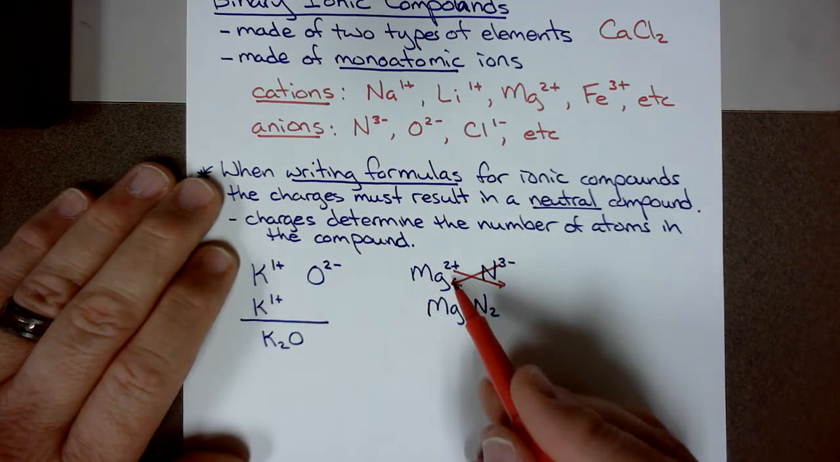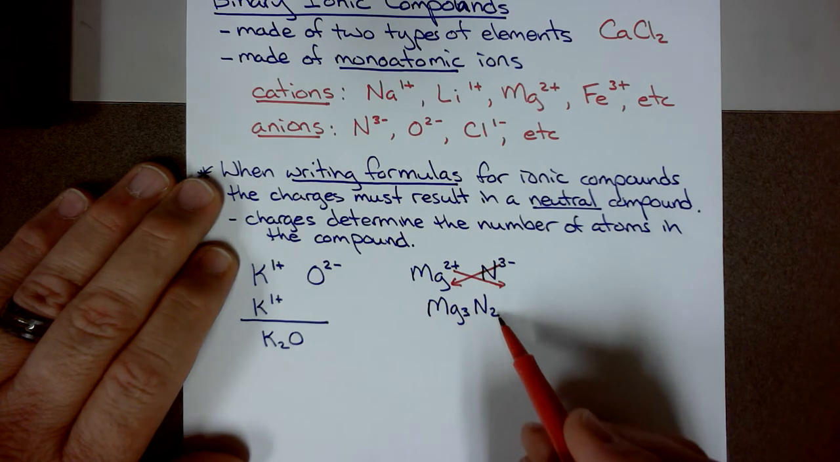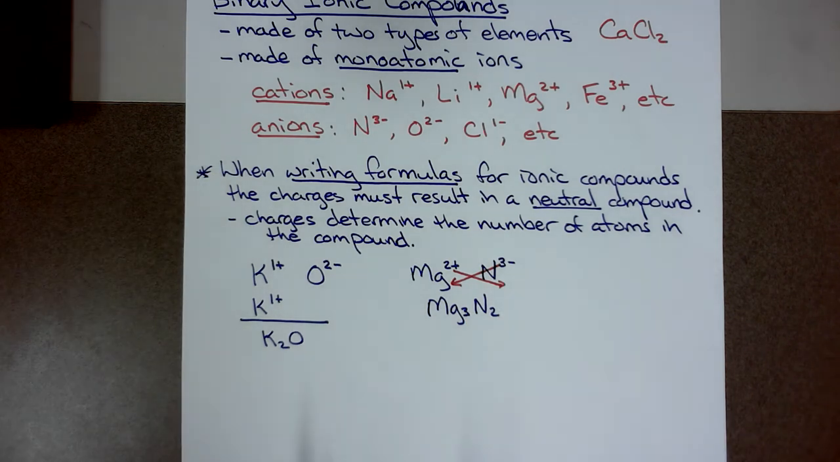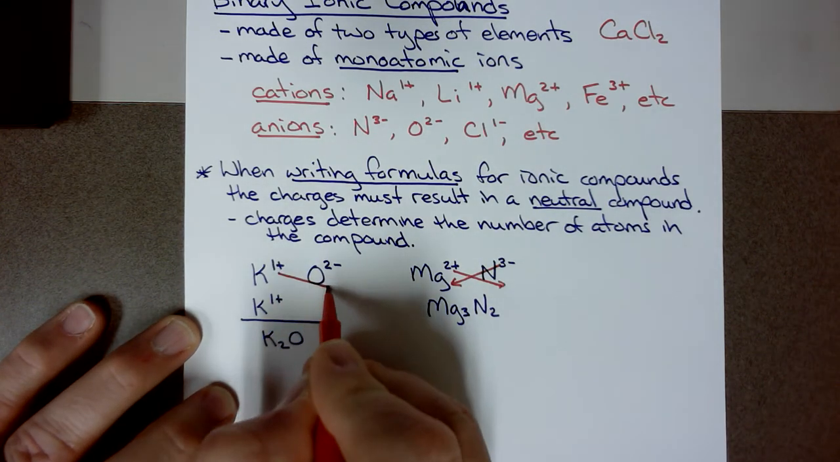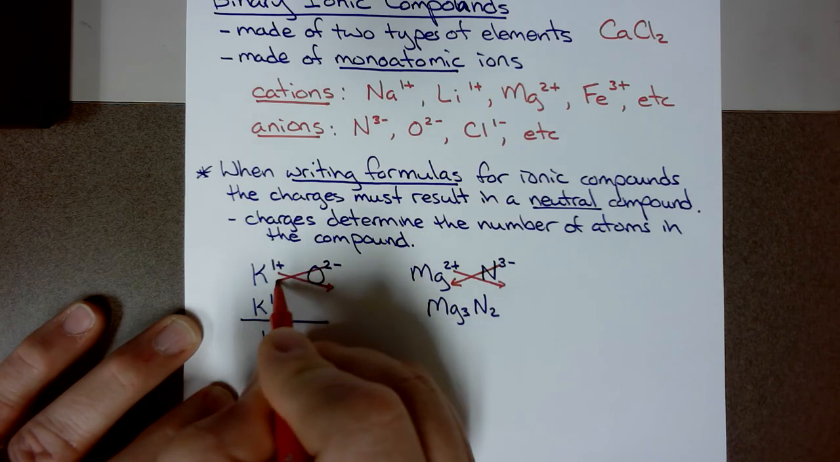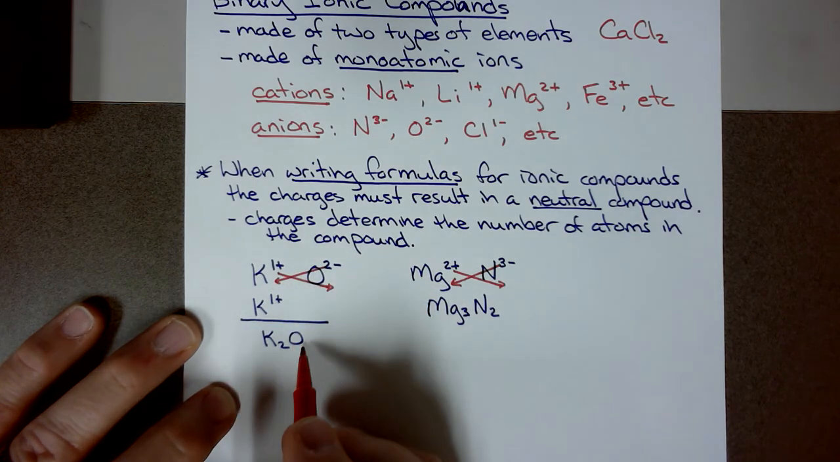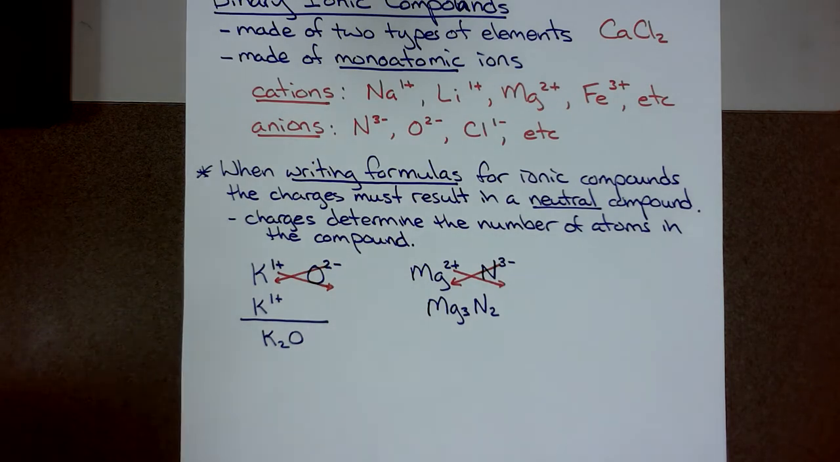And you'll notice that I have a 3 and a 2, and so it will work. If I looked over here and did it, I could have done it this way too. I could say, well, that 1 goes with the oxygen, that 2 goes with the potassium, and so K2O. We don't write 1 because when you write the element, it's understood as 1.